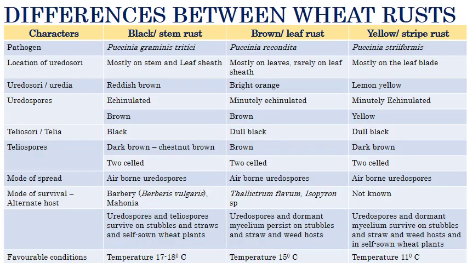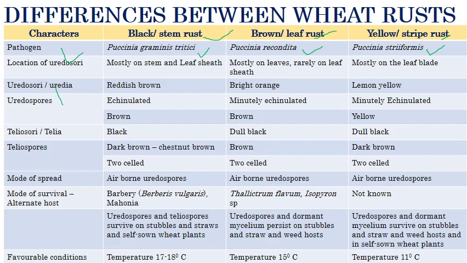Now we are going to see the differences between different types of wheat rust. We have seen three types of wheat rust, and now we will see the differences between these three wheat rusts. Coming to the characters, these are different types of diseases and characters. Now we will see the pathogen. Black rust or stem rust is caused by Puccinia graminis tritici, whereas leaf rust is caused by Puccinia recondita, whereas stripe rust is caused by Puccinia striiformis. Make sure the causal organism matches the particular pathogen.